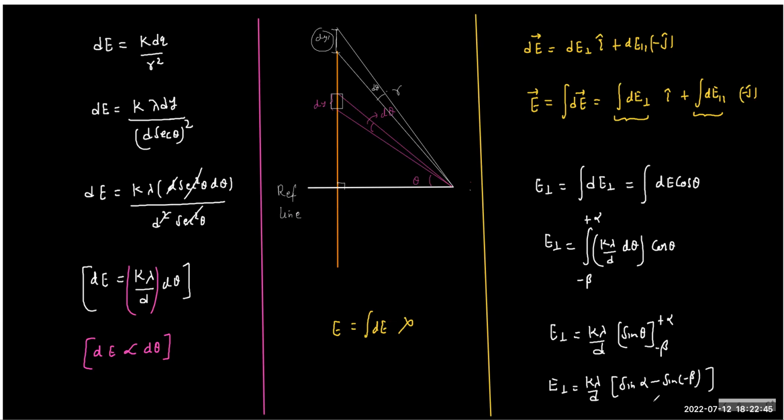Okay. So this is the answer. And now if you want, you can simplify by taking sin of minus beta is minus sin beta. So this turns out to be the very famous answer which we all are aware of. So we got only one component, which is sin alpha plus sin beta.